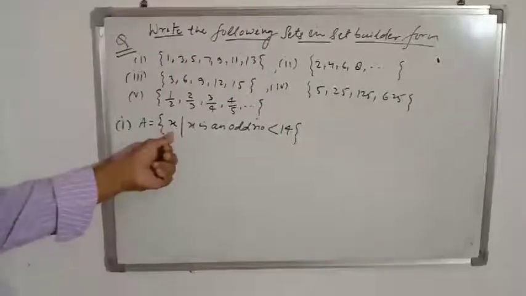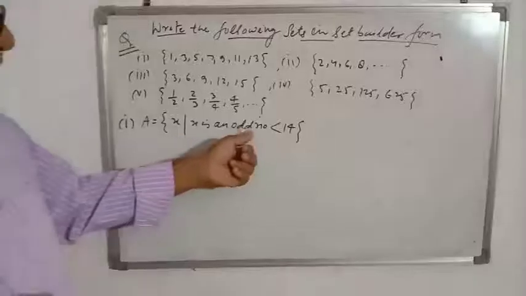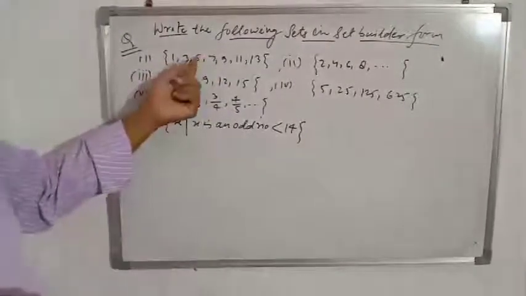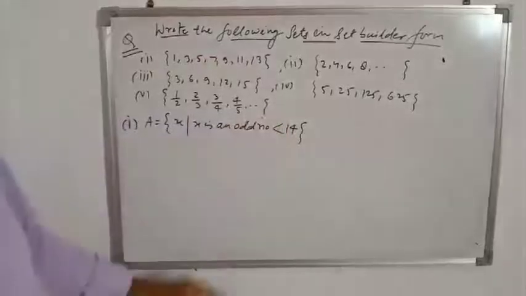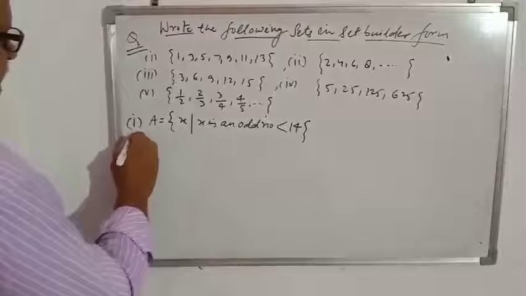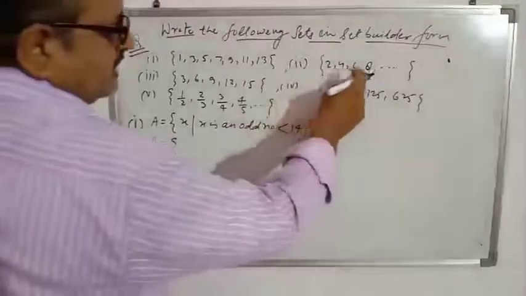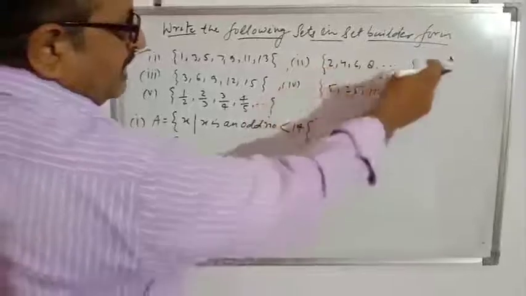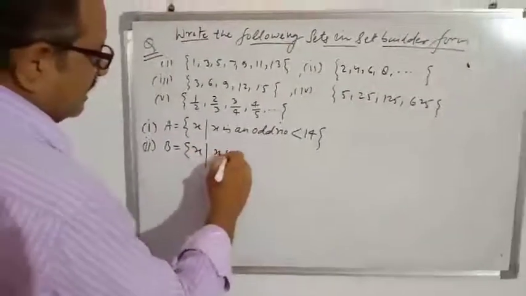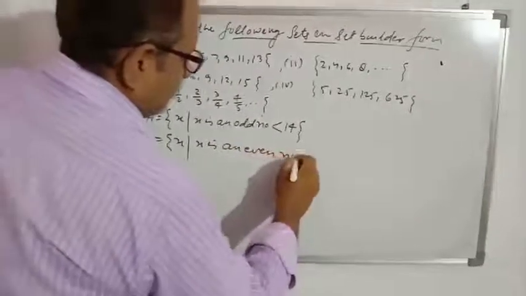We have to use one variable and that variable will tell the common property of these elements. And the common property is that every element is less than 14. All the elements less than 14. Second, suppose it is the set B. 2, 4, 6, 8. We see that all are even numbers. So again we have to write x such that x is an even number.